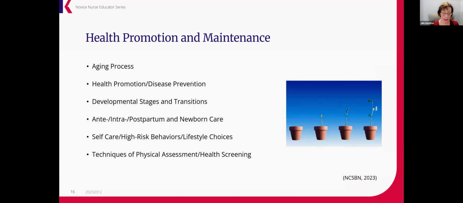Health promotion and maintenance. Now, when you think about health promotion and maintenance, this is a hard one to determine what's in here. But think about growth. Think about health. And that's why I gave you the picture of this plant, because that's what this category is all about. Aging process, health promotion, disease prevention, developmental stages and transitions, antepartum, intrapartum, postpartum, newborn care, self-care, high-risk behaviors, lifestyle choices, techniques of a physical assessment, health screening. Those are things that are taught early in a nursing program. Those are things that are going to be tested on the NCLEX. So remember that firm foundation.